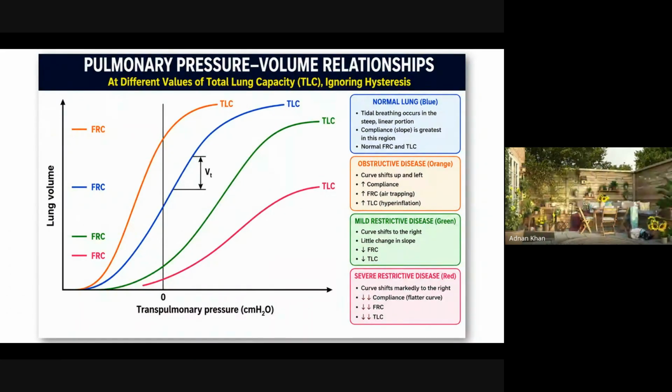On the right side, the green and the red curves represent restrictive disease. As the lung becomes progressively stiffer, the pressure volume curve shifts toward the right and becomes flatter, indicating reduced compliance. Therefore, high pressures are needed to achieve the same tidal volume.